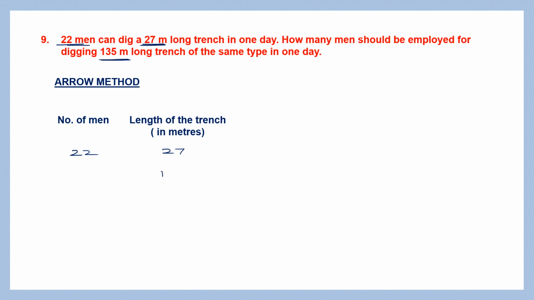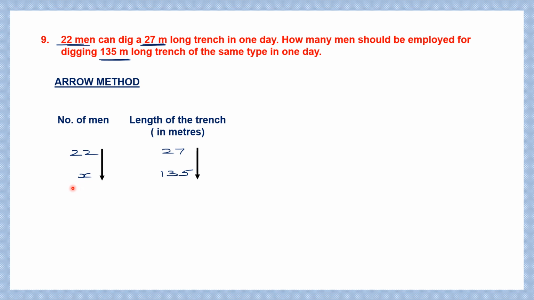So here the length of the trench is now 135 meters and the number of men we don't know, so we're going to consider that to be x. So here, when the length of the trench has increased, the number of men also will increase. So that means it is direct variation. So we have the arrowhead showing us the direct variation.